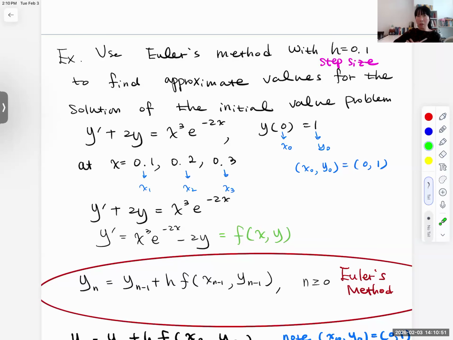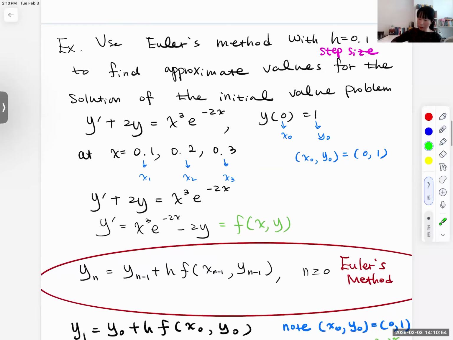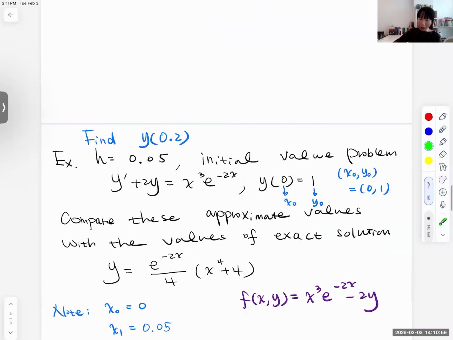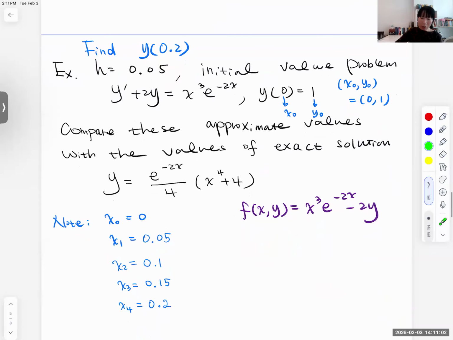Make sense? Okay, so let us do the second one. Second one, we have to find y of 0.2. That means this is x, right? When x equals 0.2, what's the y value, basically? And then the step size will be 0.05 with the initial value y of 0 equal to 1, same as earlier, right?